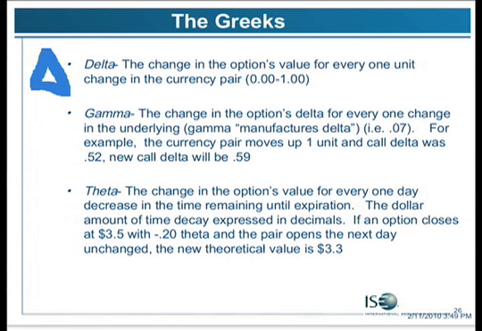Theta measures time decay. If an option closes at 3.50 with a negative 20-cent theta, and the pair opens unchanged, the next day the theoretical value will be 3.30, or down 20 cents.